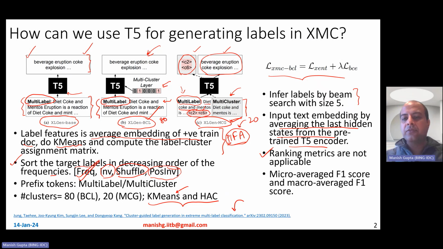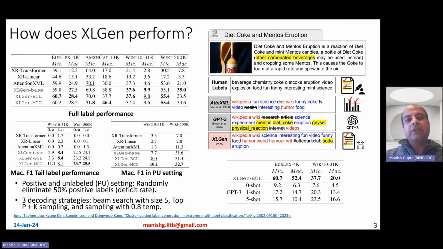So therefore, they don't really use ranking metrics, but they basically report micro-averaged F1 and macro-averaged F1 scores. Okay. So how does this XLGen perform? How good is T5 in terms of coming up with the extreme classification labels? Okay, so they perform several kinds of evaluations. So let's talk about full label performance first.